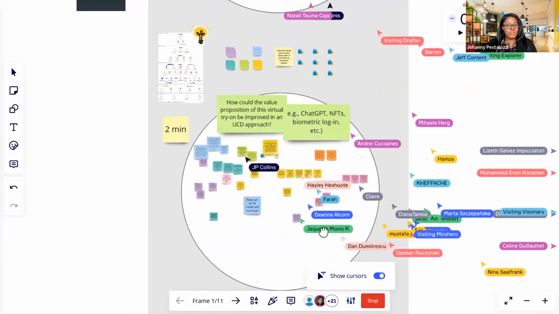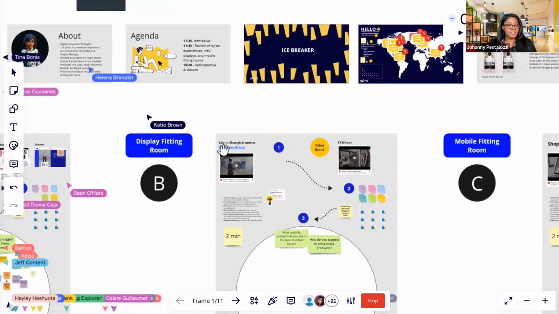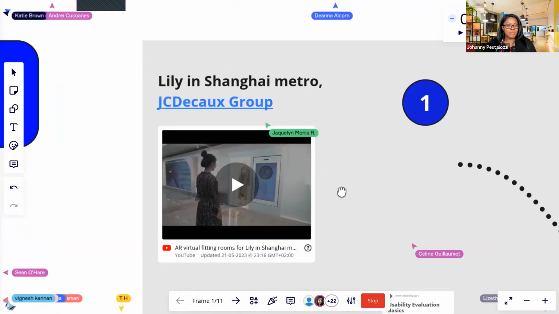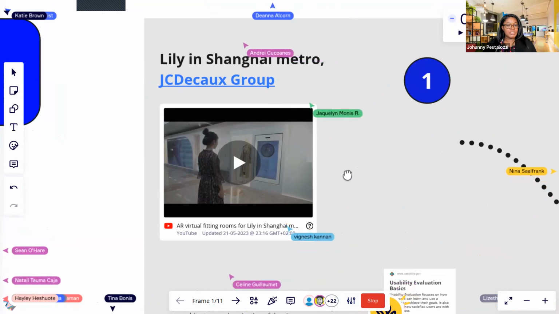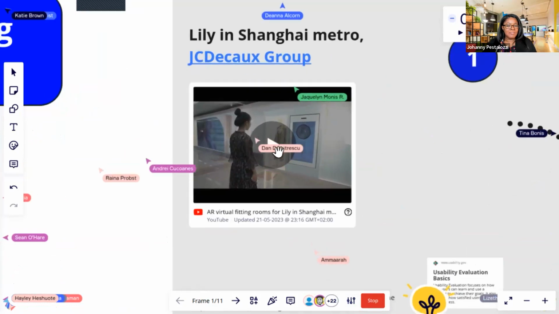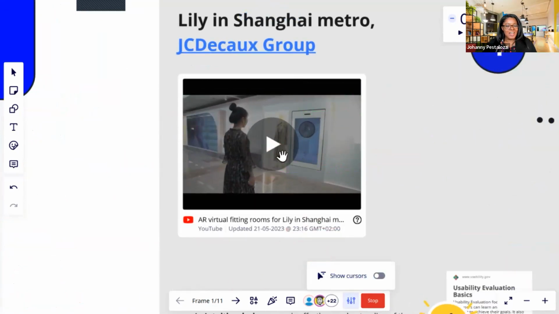We will now move on to the second type of fitting room that we have suggested, which is displays on stores. I have selected this example from JC Deco Group, which is a place in Shanghai Metro. And let's have a look again at the video. Of course, you cannot travel to Shanghai, but it's just for you to get an impression. Again, please pay close attention to the video because it is short, and then this will be useful to provide the answers to the questions later on. Let's have a look.